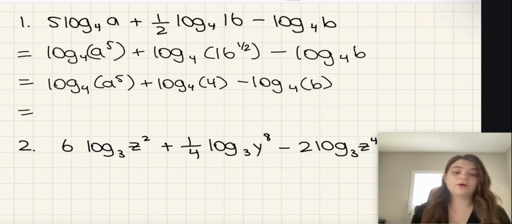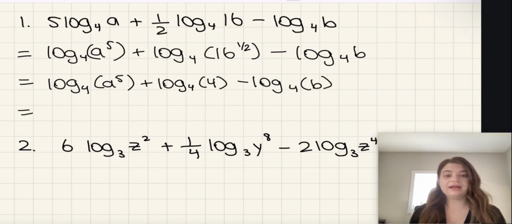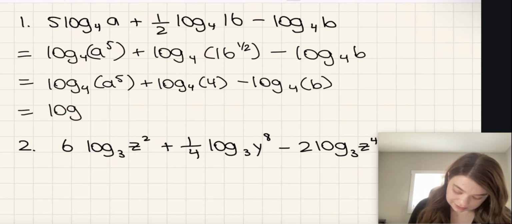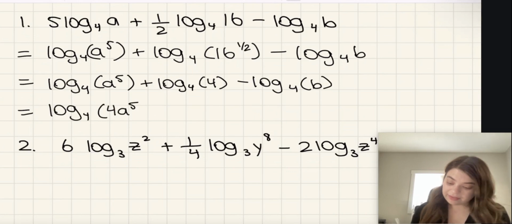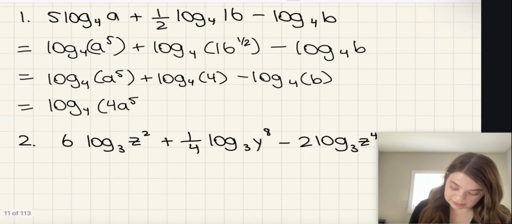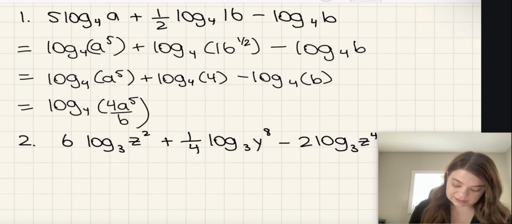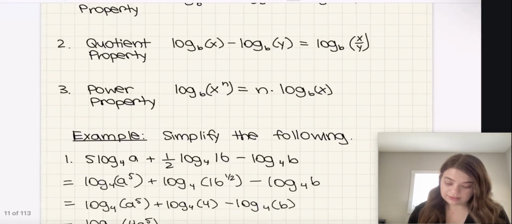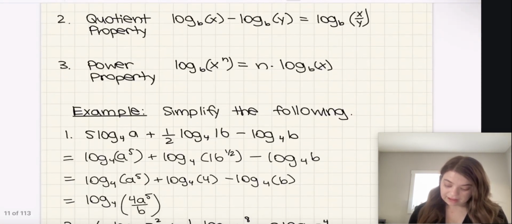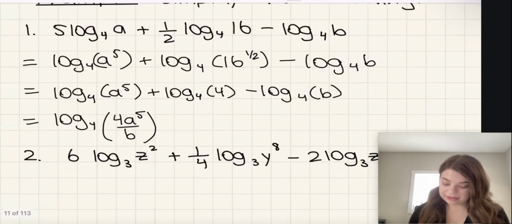And then for our last step, we're going to combine these. So a reminder of what the multiplication property states, that if we add two logarithms with the same base together, we multiply. And so this is going to be the same as log with a base 4 of 4a to the power 5. And then we have minus log with a base 4 of b, which means this is going to be divided by b, right? Because when we subtract, then we divide according to the quotient property here. And so that's going to be our answer for that one.